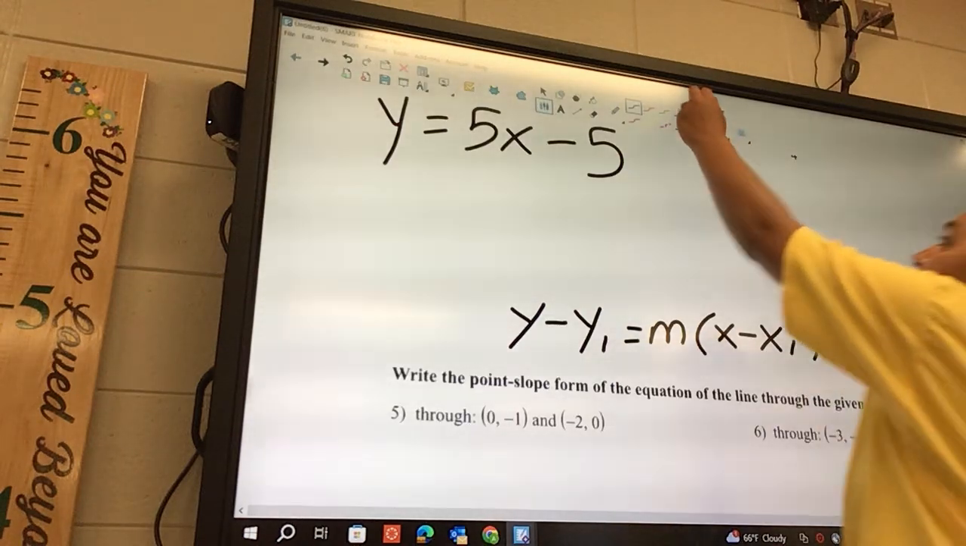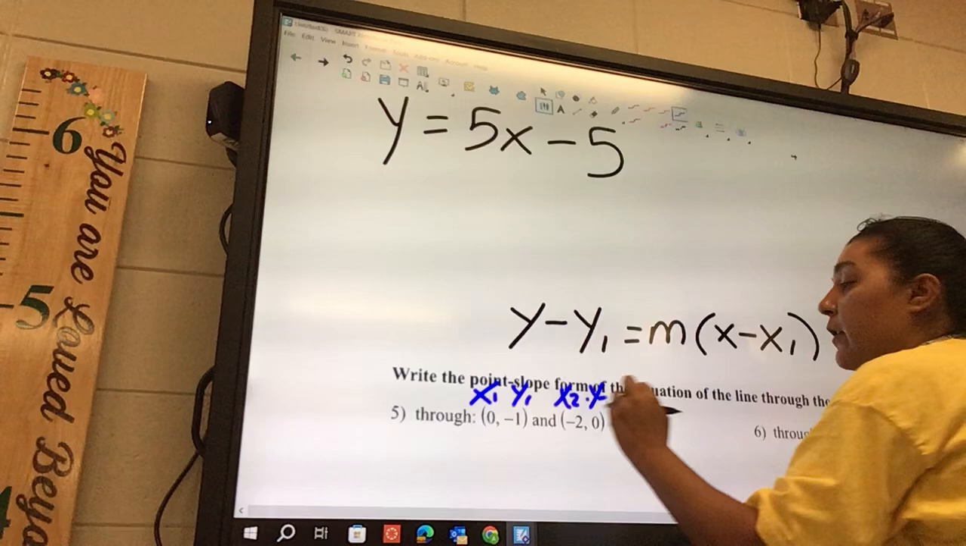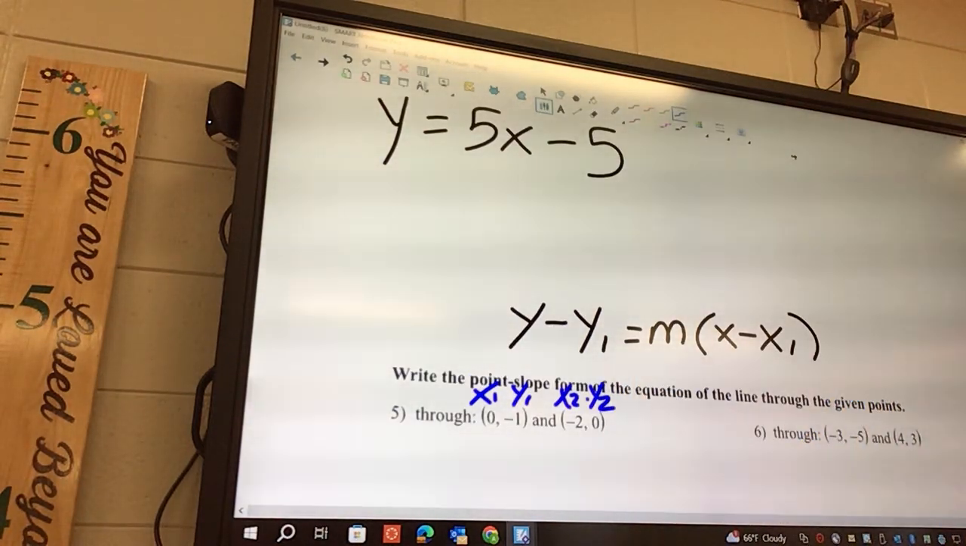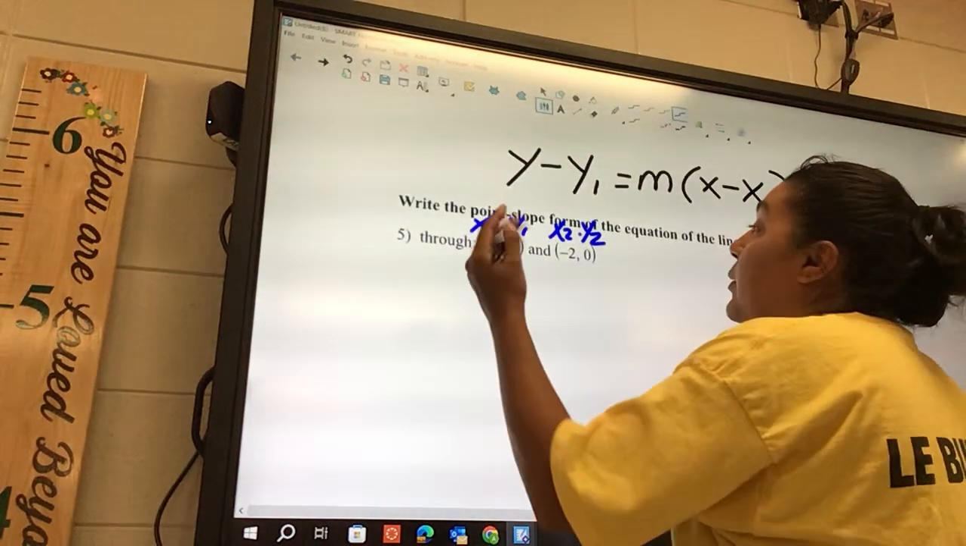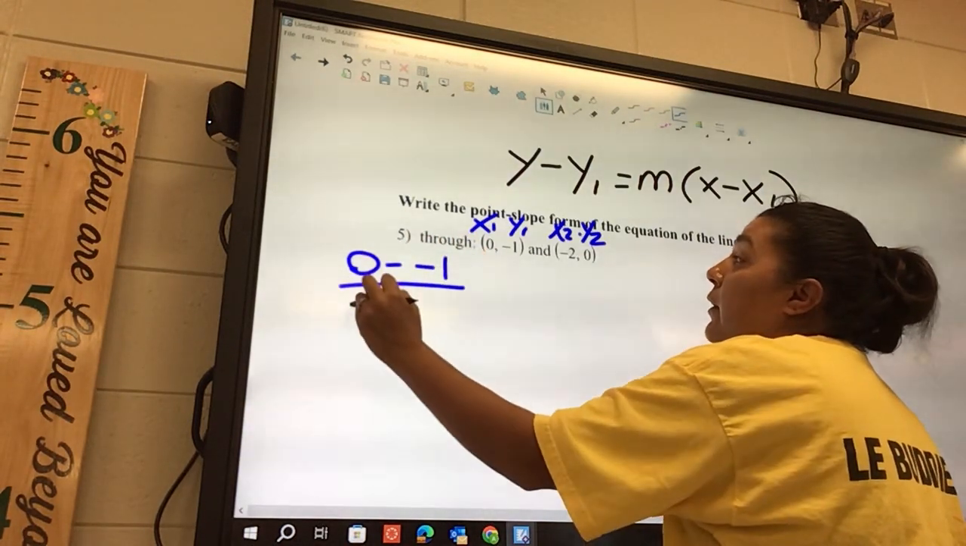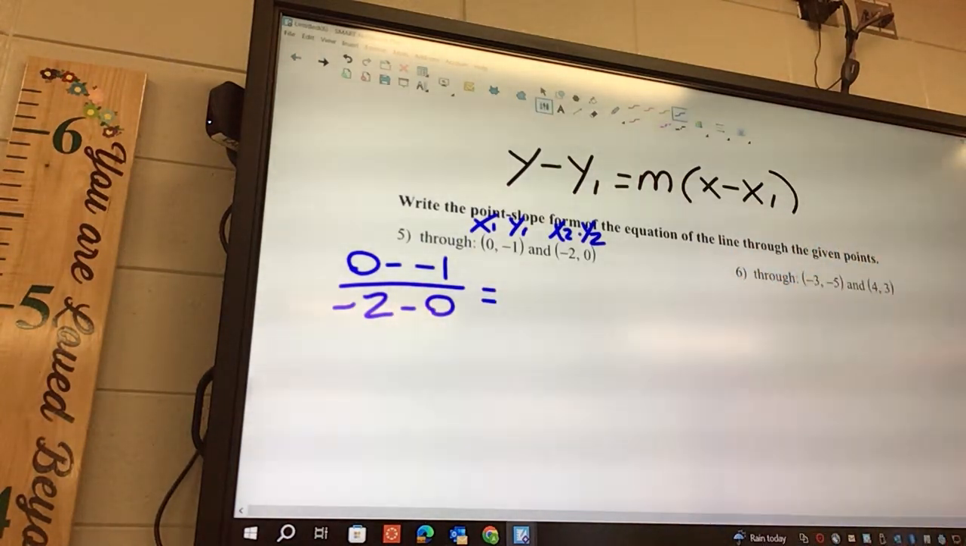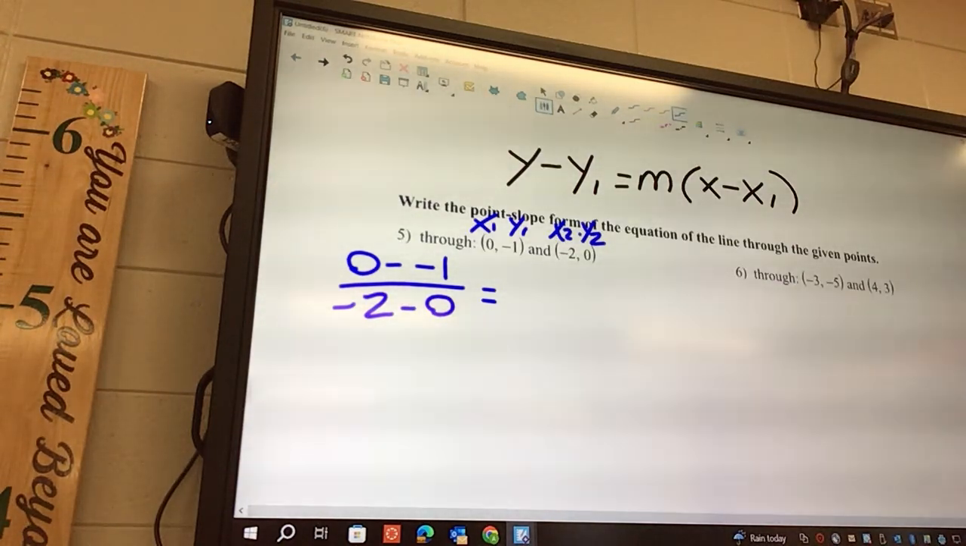They gave us x1, y1, x2, y2. What is the formula that has x1s and y1s and x2s and y2s? You do like y2 minus y1 over x2 minus x1. Yep, so we gotta find the slope. Okay, so it's gonna be 0 minus negative 1 over negative 2 minus 0. So we gotta find our slope before we can do anything else first.